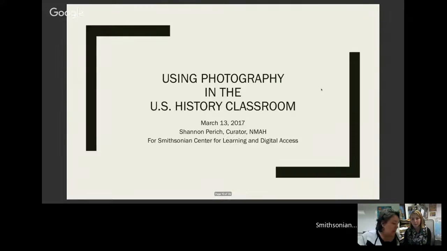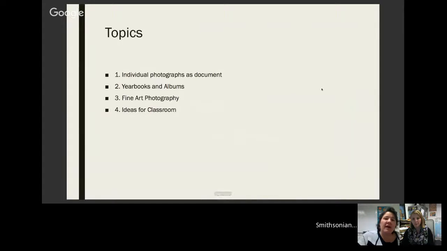As you'll see on the next slide, we're going to cover 4 areas today. We'll be talking about individual photographs as a document. We'll look at yearbooks and albums, and we'll have a peek at some fine art photography, and then maybe we can discuss some ideas for classroom use of photographs when you consider photographs as historical documents.